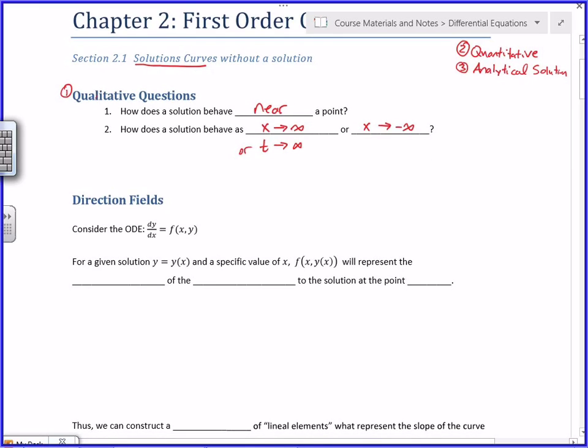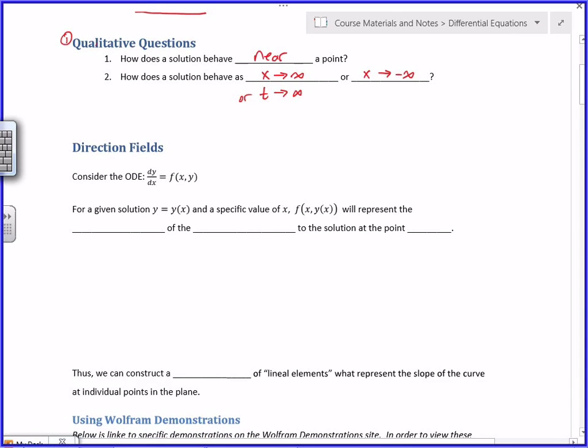Okay, so here's what I mean with question number one. How does it behave near a point? Look at this differential equation that I've got written right here. The left-hand side of that equation, dy/dx, is the derivative. Now, graphically, geometrically, what does the derivative of a function mean? Slope. Slope of? Of a tangent line to the curve at a point, right? It's the instantaneous rate of change, but graphically it's the slope at that point, right? As you zoom in to a point on a curve that's continuous, it looks more and more like a line. That line's slope is the derivative.